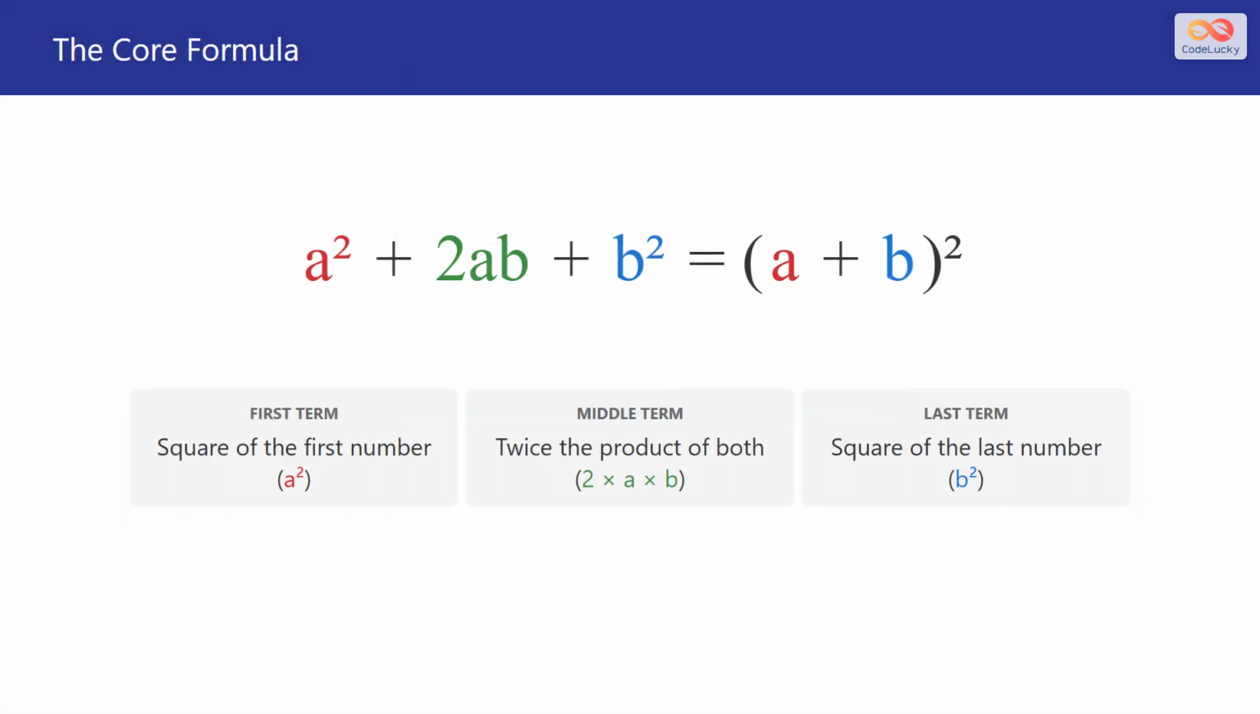Here is the core formula you need to know. A squared plus 2ab plus b squared equals the quantity a plus b squared. Notice the three parts. The first term is a square, the last term is a square, and the middle term is exactly twice the product of a and b.